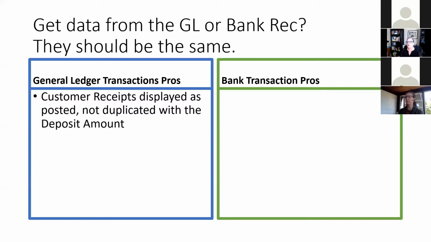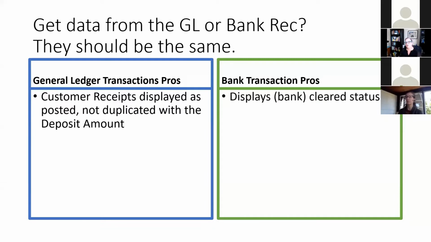And I wrote they're not duplicated, because if you look at them in the bank rec side, you'll have deposits and you'll also have receipts, right? So it could look duplicated if you're not absolutely careful. So you'd want to be careful about that. And that's probably one of the single biggest reasons why I like to look at it in the general ledger.